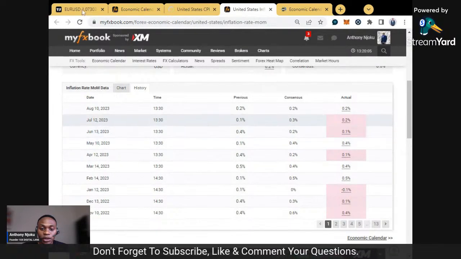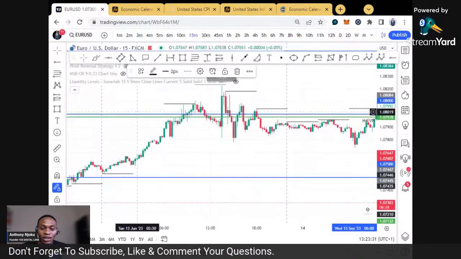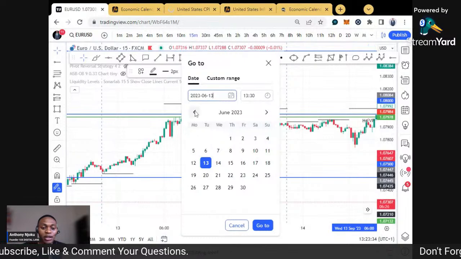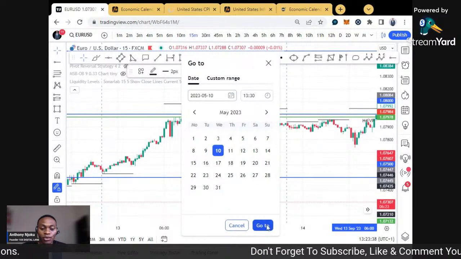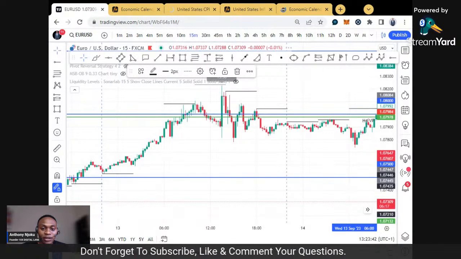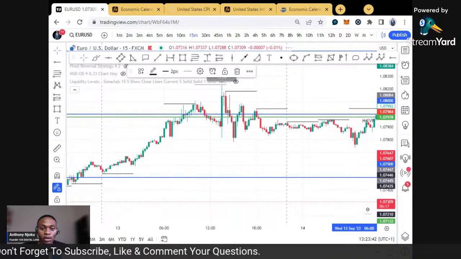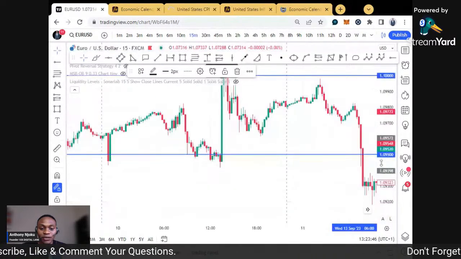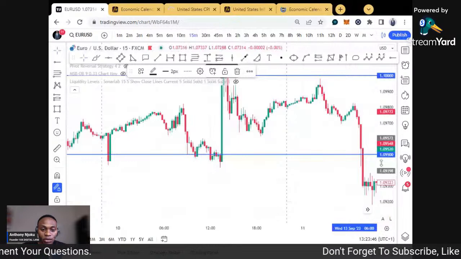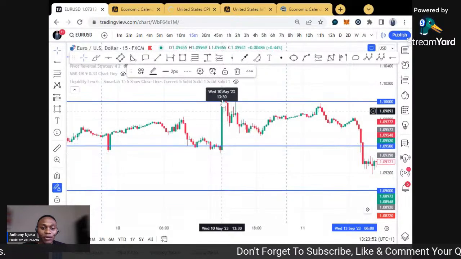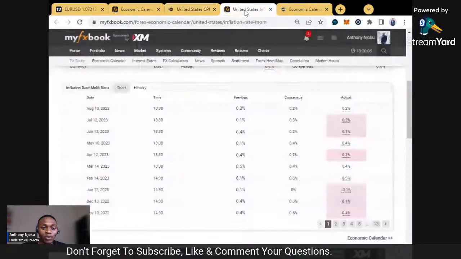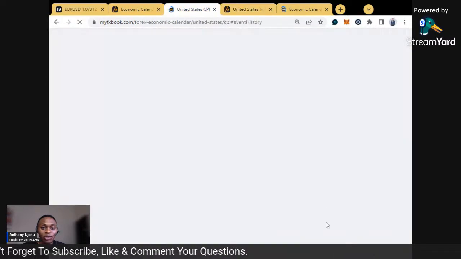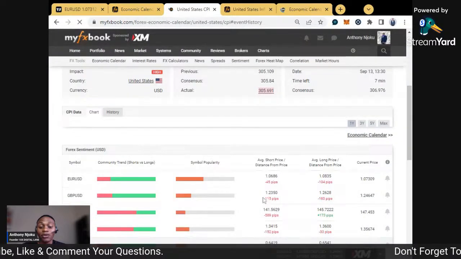Then May 10th, I think it was exactly as forecast. Let's see what happened on May 10th when it was exactly as forecast. So on May 10th, it was exactly as forecast, and the market still moved to the upside. I wonder what could have moved that market to the upside on May 10th when it was exactly as forecast for the CPI month over month.